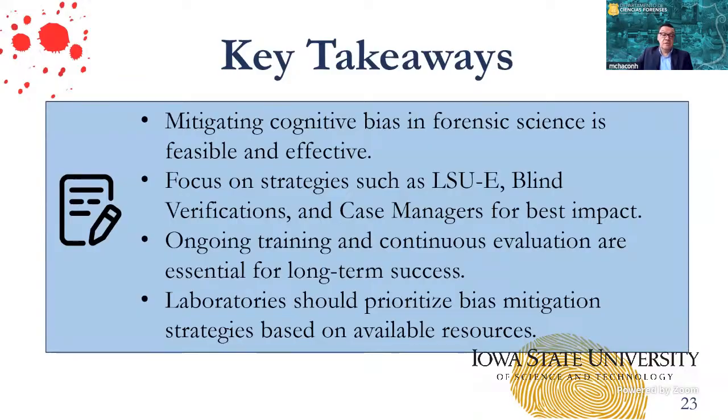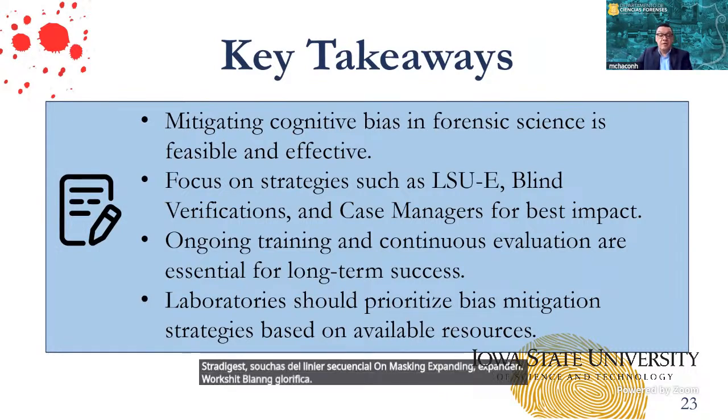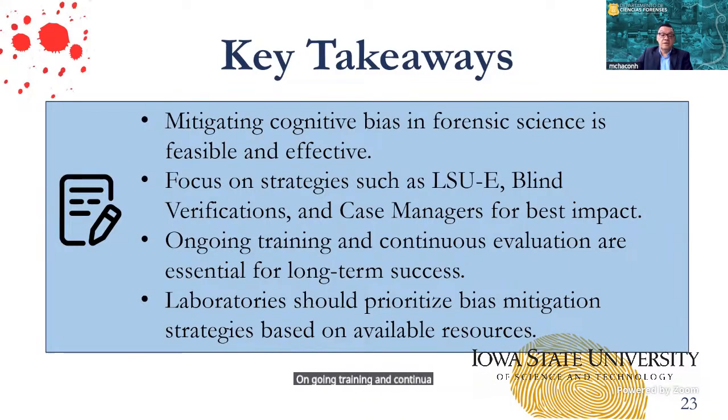As key takeaways, we can highlight the following. Mitigating cognitive bias in forensic science is both feasible and effective. Strategies such as the linear, sequential, and masking expanded worksheet, blind verifications, and the use of case managers offer the greatest impact. Ongoing training and continuous evaluation are essential for long-term success, and laboratories should prioritize bias mitigation strategies based on available resources.